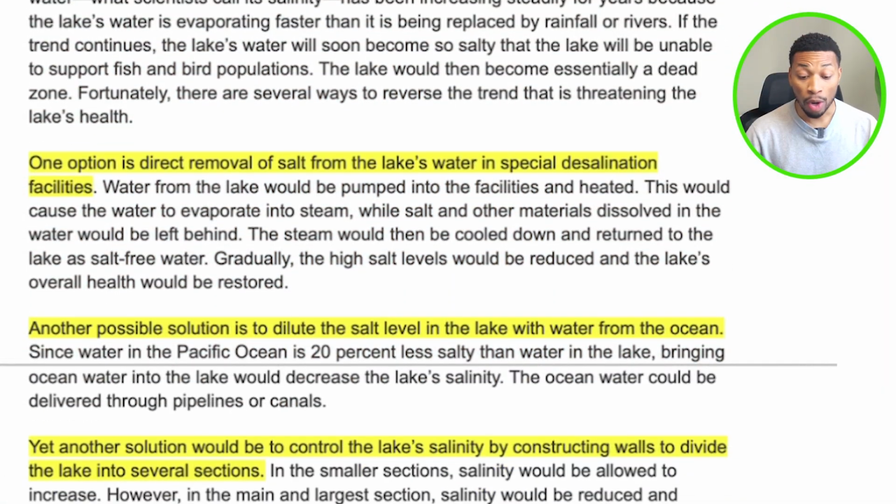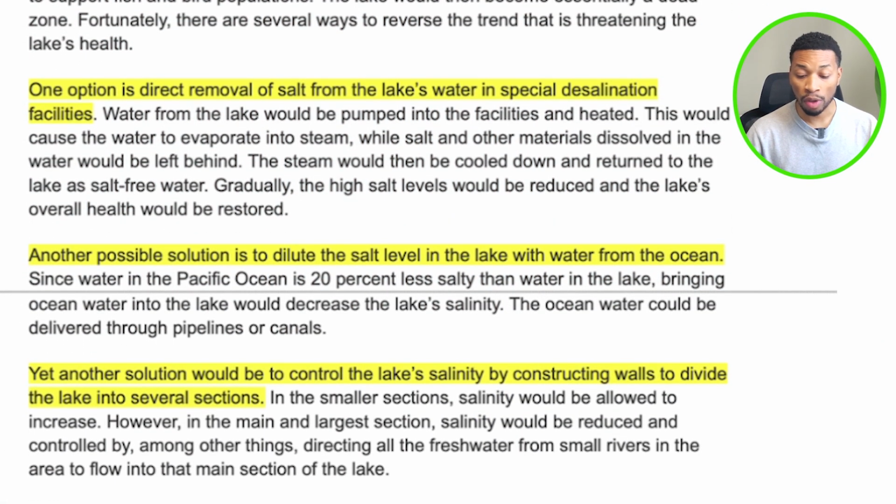All right, first sentence. One option is direct removal of salt from the lake's water in special desalination facilities. That's the first possible solution. Let's look at the next paragraph and the first sentence. Another possible solution is to dilute the salt level in the lake with water from the ocean. That's the second one in the first sentence of the last paragraph. Yet another solution would be to control the lake salinity by constructing walls to divide the lake into several sections.